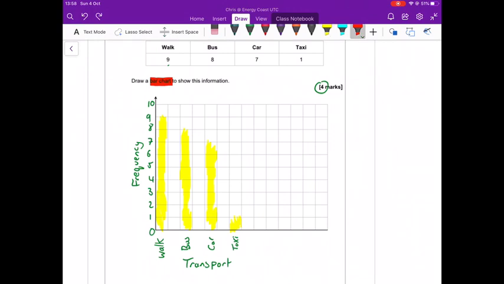Okay, let's just really quickly look through how I got my marks. I've got the gaps going on. I've got these things labelled. I've got the word transport. I've got frequency. Okay, so that's how I'm getting my 4 marks.